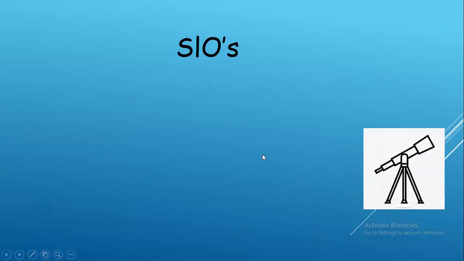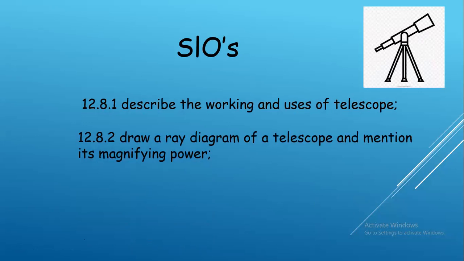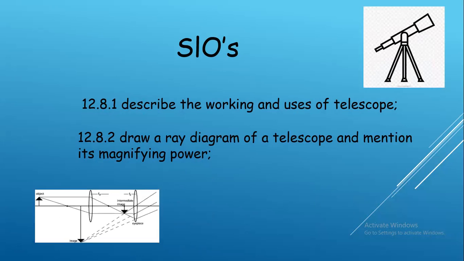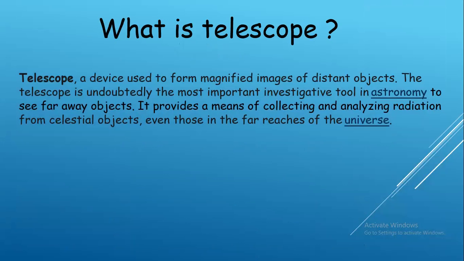Now, we are going to study, first, how to describe the working and uses of a telescope. And the second thing is to draw a ray diagram of a simple telescope and mention its magnifying power. For that, first, what is a telescope? A telescope is a device that is used to form images of distant objects.